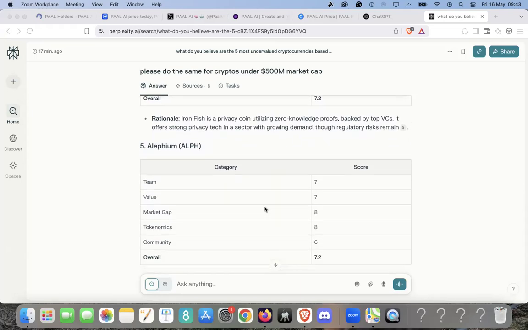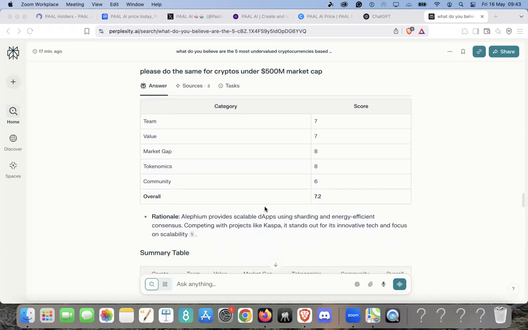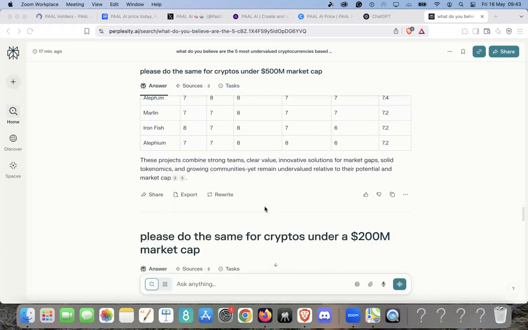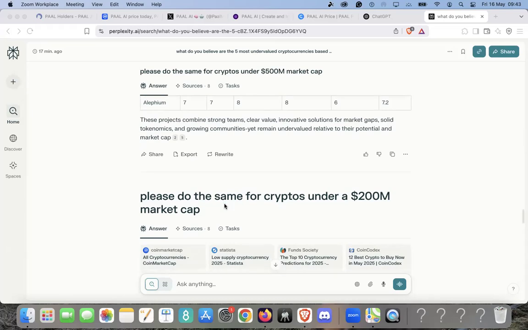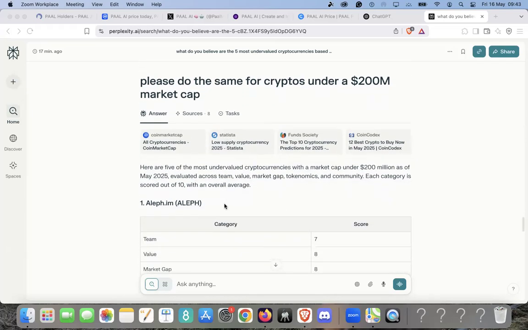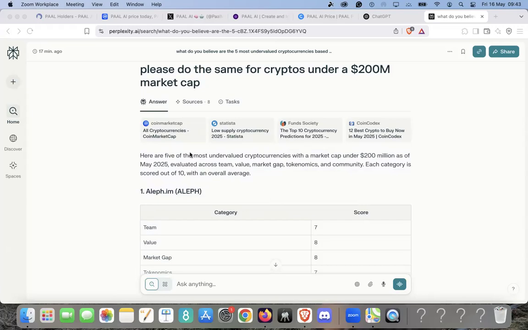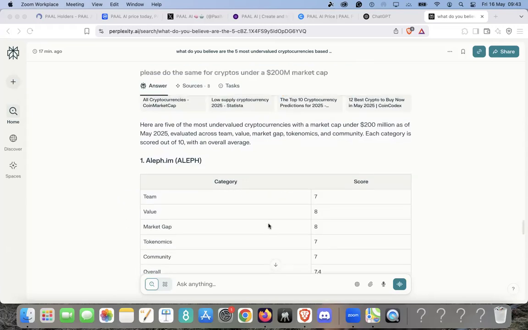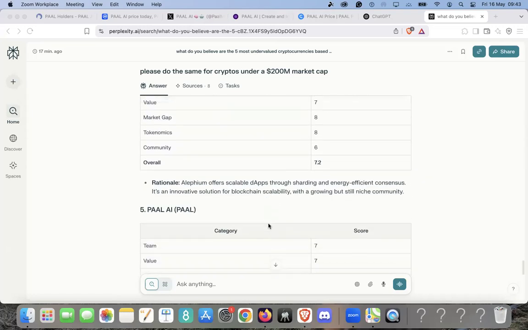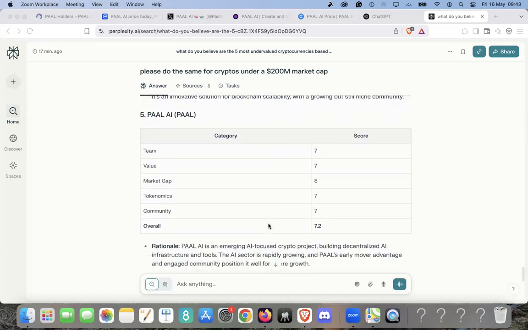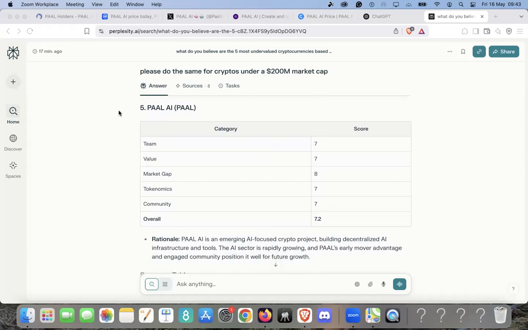Look at that. So I decided to go a little bit further and say do the same for cryptos under a 200 million market cap. Now, this is an interesting zone because we're heading towards the high risk. And look, it keeps coming up with Aleph. Maybe I should have looked into Aleph today, but I chose not to. I found this one, PAAL AI.